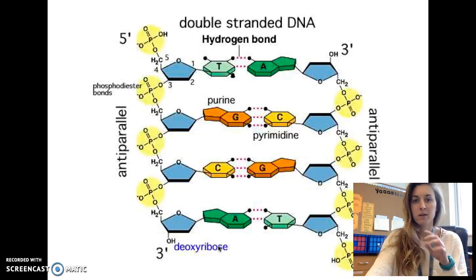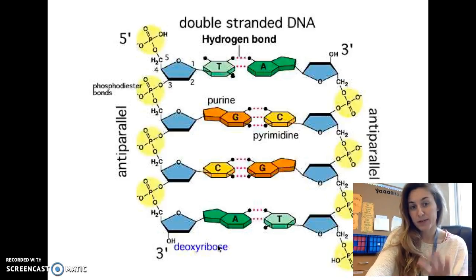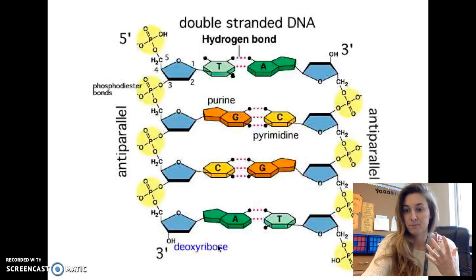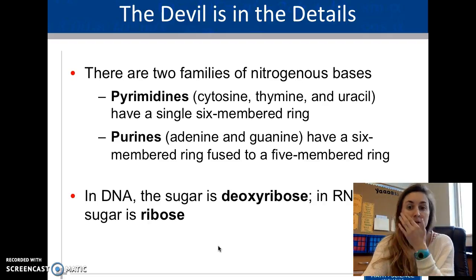Just bear with me. What we should know at this point is that the amino acids, depending on what amino acid it is, cytosine, guanine, you're going to have a long chain of those. It's going to match up with another chain, and it makes your DNA double helix. That's what you need to know.